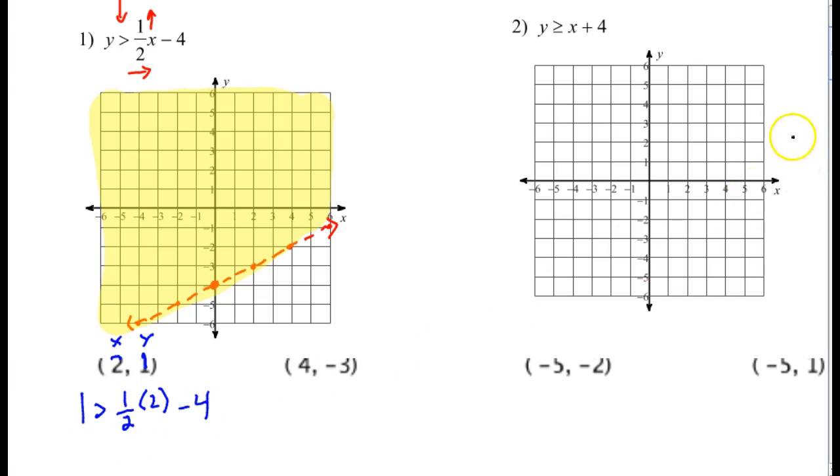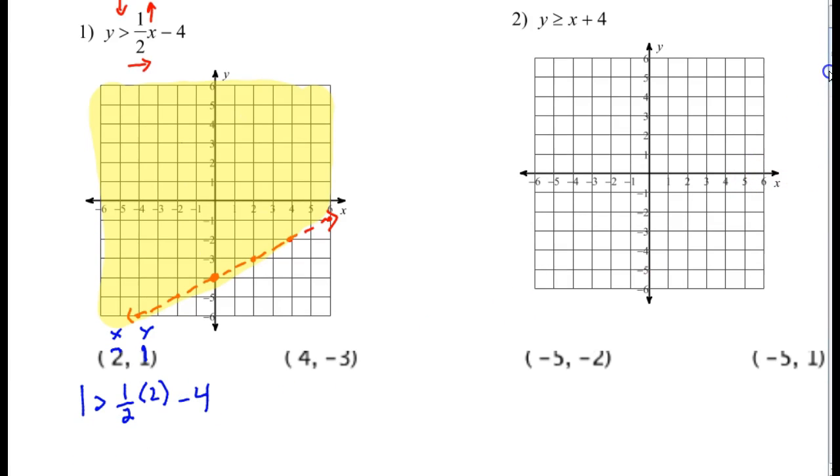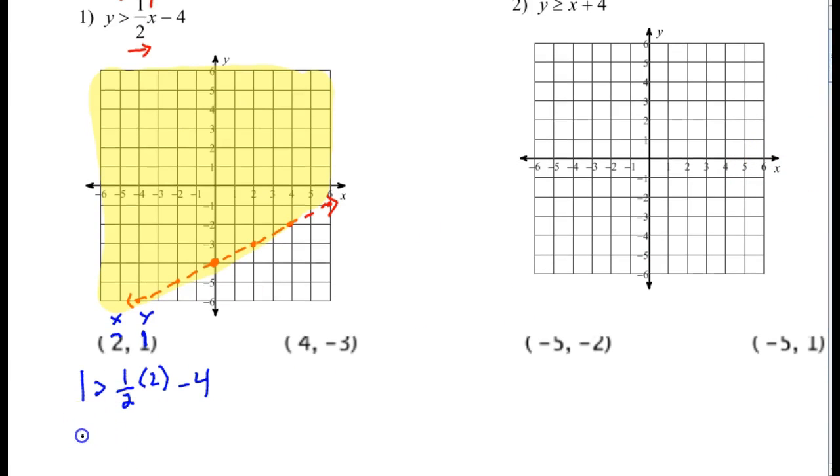Okay. And just simplify a little bit. So we have half of 2 is 1. So is 1 bigger than -3? Is that true? Yeah, that's true. So this point, (2, 1), should be in the shaded region. And if you look on the graph, yeah, (2, 1) is in the shaded region. So that they match up. It's true in the algebra, and it's true on the graph.